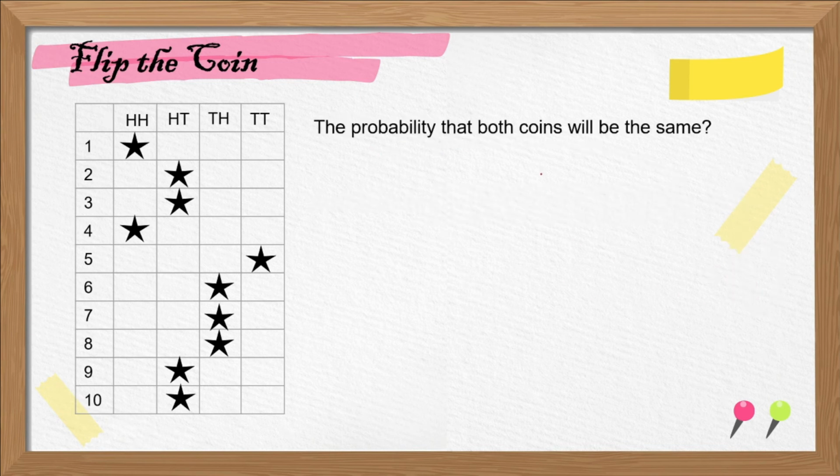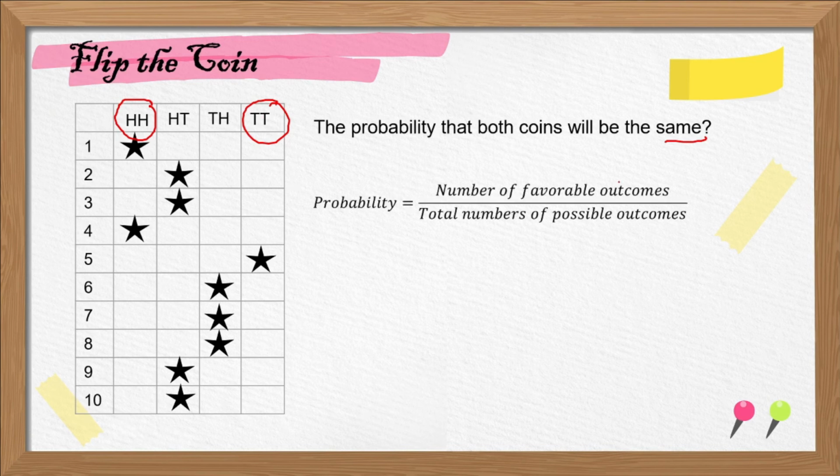Next, what is the probability that both coins will be the same? So, ano ba yung sample space dito na same yung dalawang coins? So, we have heads, heads, and tails, tails. So, we have two favorable outcomes. So, we will write 2 over 4. Then, simplify, we have 1/2. So, the probability of getting both coins the same is 1/2.